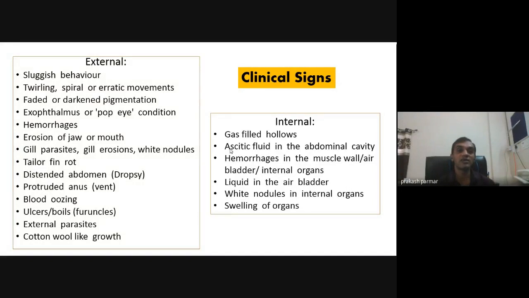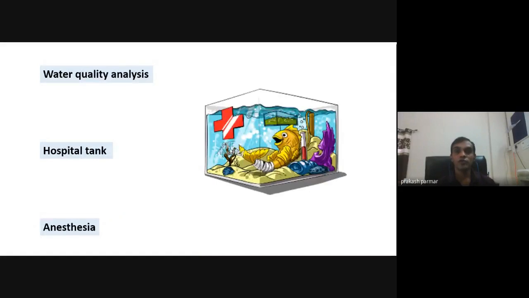Whenever we see an external sign, immediately we have to remove the fish and keep it outside in another aquarium and then observe it. After that, if the fish has died, we have to dissect it. Then we have to do the necropsy examination and find the internal clinical signs. So this is the primary thing. After getting the clinical signs, immediately we have to take the water and do a water quality analysis, to see if any problem is there in the water.